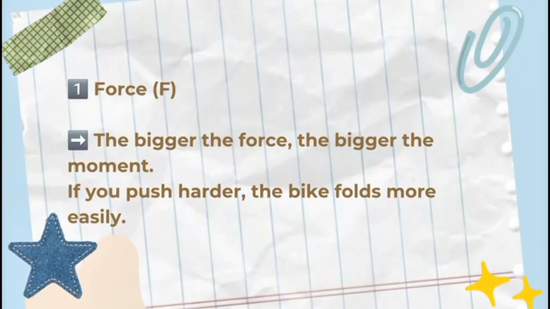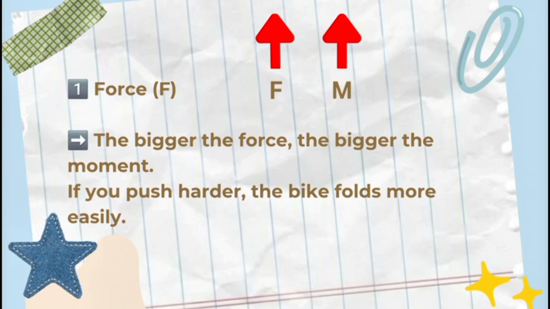Now let me explain what is moment in this unfolding bicycle. So, what is moment? Firstly, moment is when you apply force on a certain object and it will rotate instead of moving in a straight line. Okay, so here I will talk about the factors that affect the moment. The first factor that affects the moment is force. The bigger the force, the bigger the moment. If you push harder, the bike falls more easily.